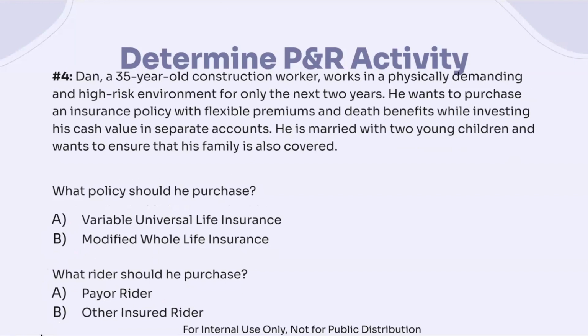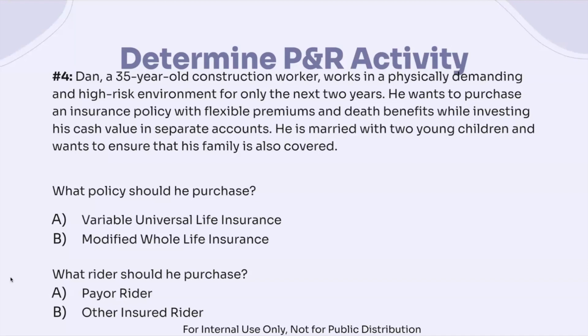All right. And then this is one more scenario here. So let's take a look at Dan, a 35-year-old construction worker who works in a physically demanding and high-risk environment for only the next 2 years. He wants to purchase an insurance policy with flexible premiums and death benefits, while investing his cash value in separate accounts. He's married with 2 young children and wants to ensure that his family is also covered.